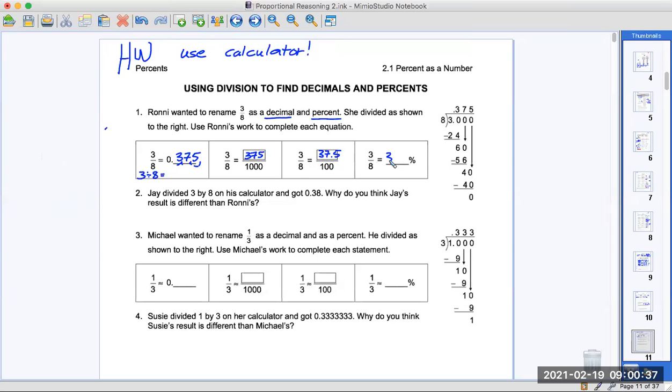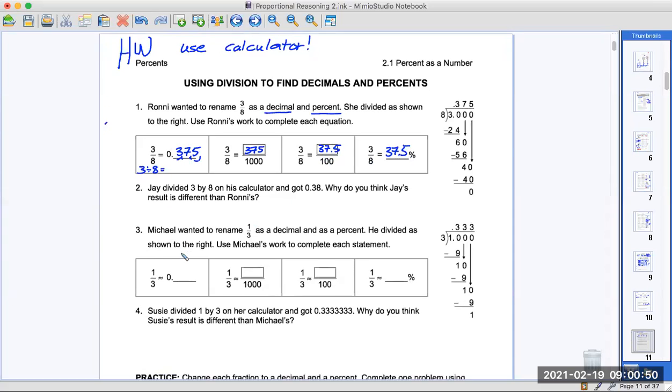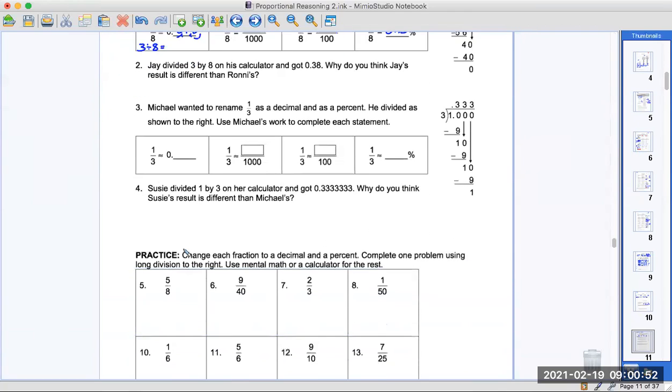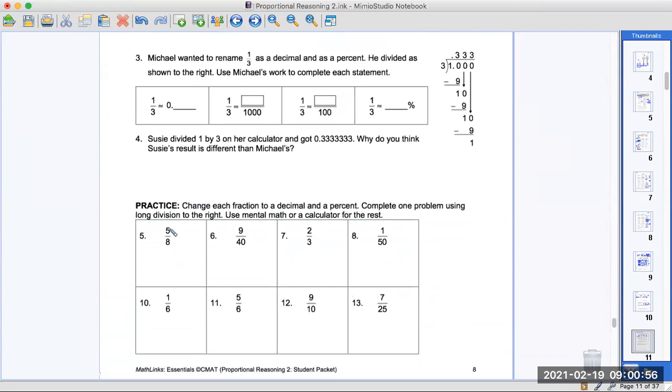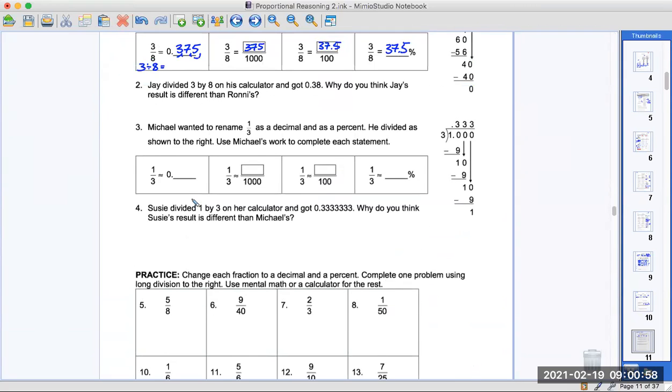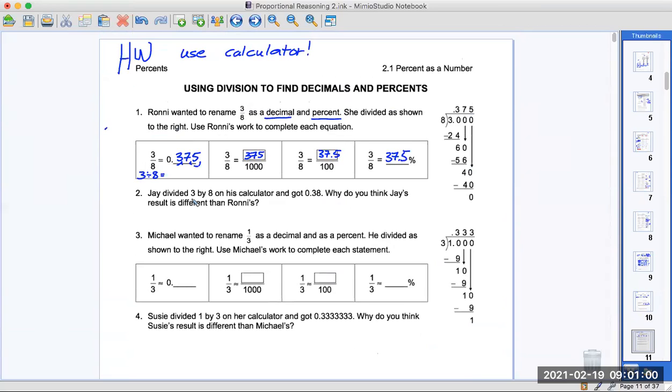It's 37.5%, because remember, percent is over 100. Percent is out of 100. So this is the number that will tell you the percent. So you're going to finish this page for homework, and hopefully this will not be too hard for you.